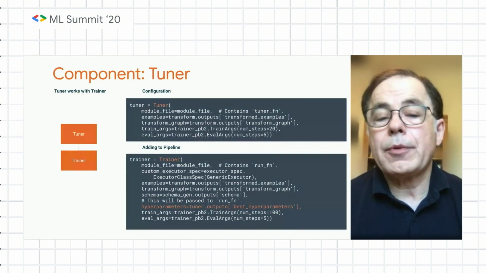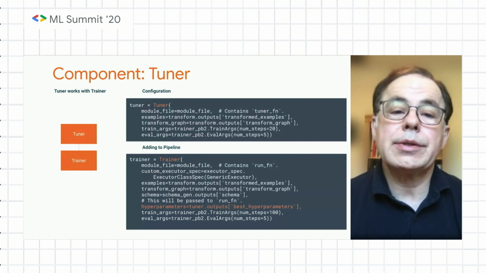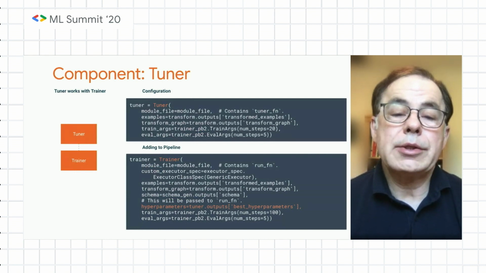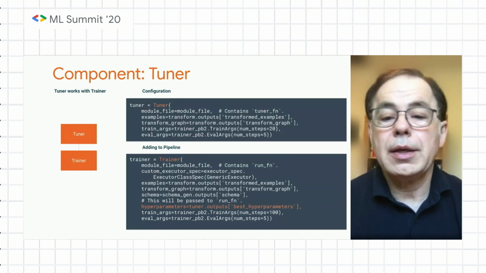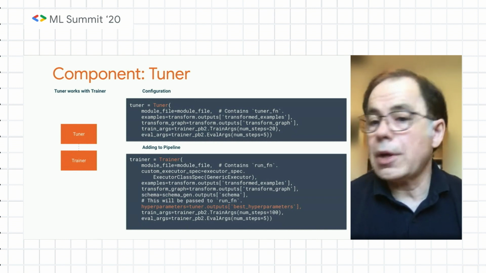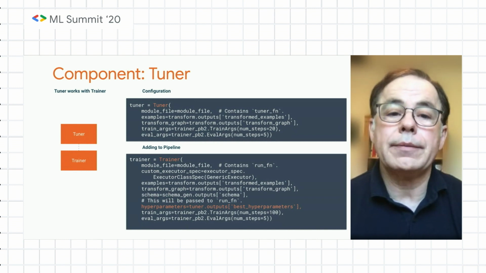We also have hyperparameter tuning. So this is the tuner component, and it's using the Keras tuner API to tune your hyperparameters automatically as part of your pipeline run.